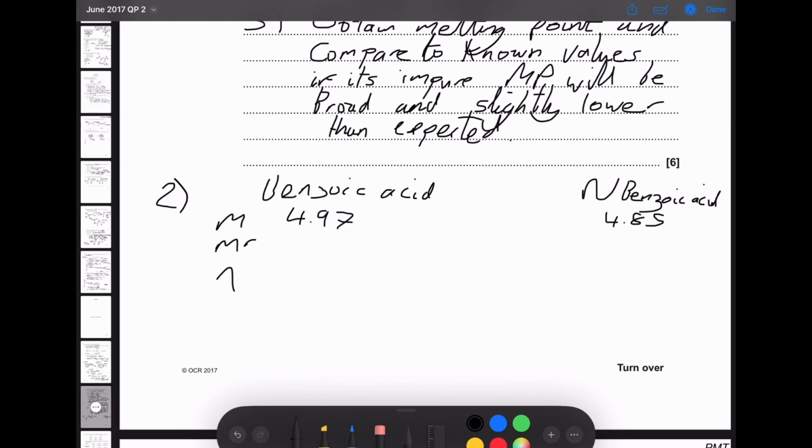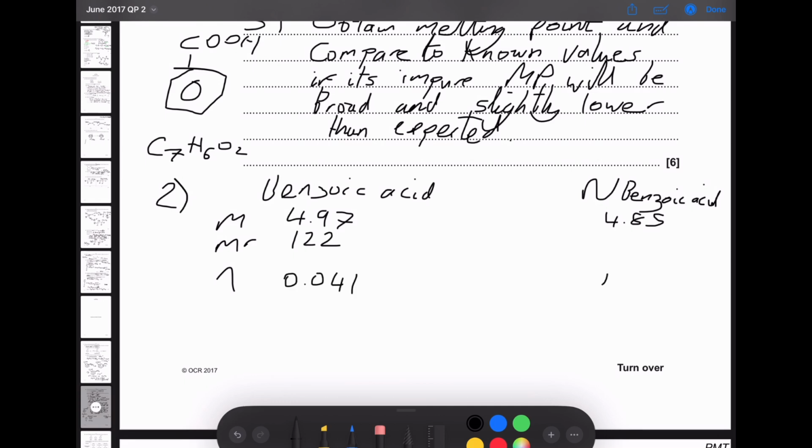So what's the Mr of benzoic acid? Let's just draw it out again. COOH. So what have we got? We've got C7H6 and then 2 oxygens. So what does that give you? 7 times 12 is 84, plus 6 gives you 90, and then plus 32 gives you 122. So do 4.97 over 122, gives you a number of moles, which is 0.041.